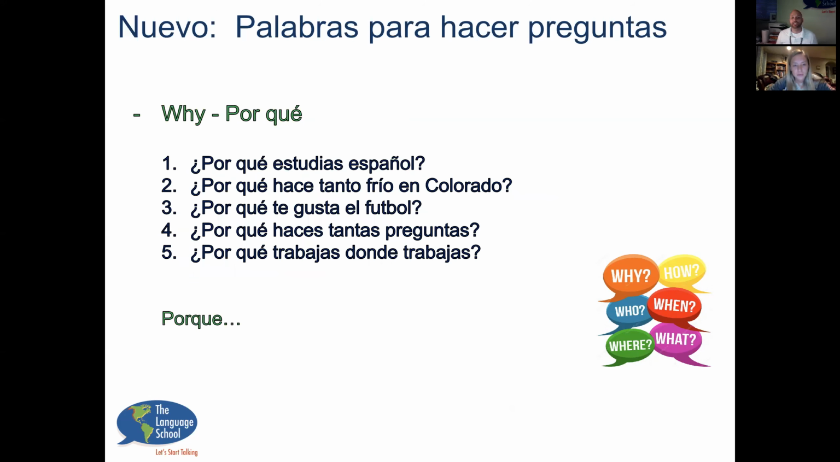¿Por qué estudias español? So, ¿por qué means why. You normally are going to answer it also with porque, but meaning because in the answer. ¿Por qué estudias español? Yo estudio español porque quiero viajar y hablar con mis amigos.